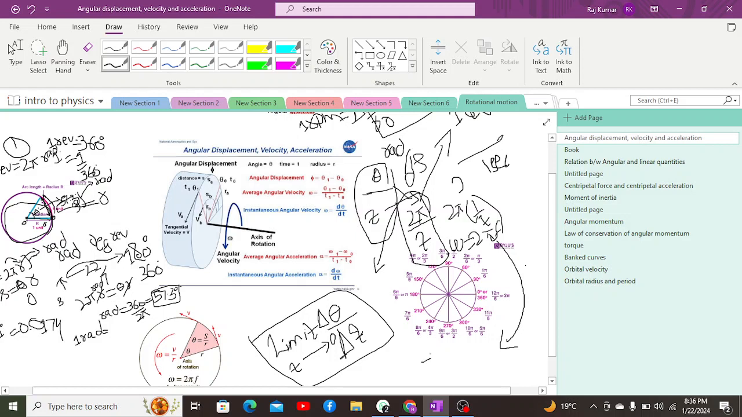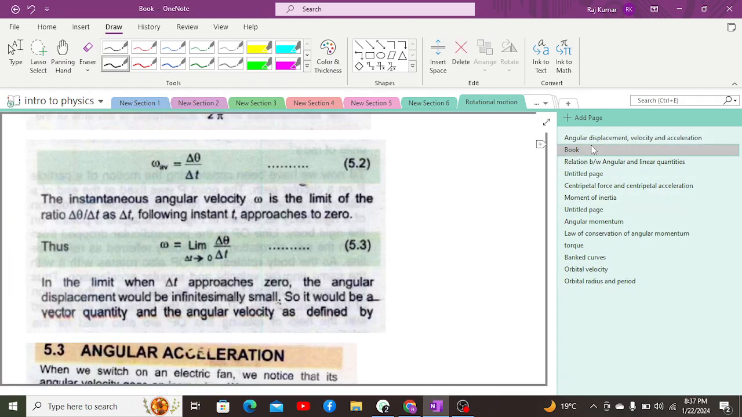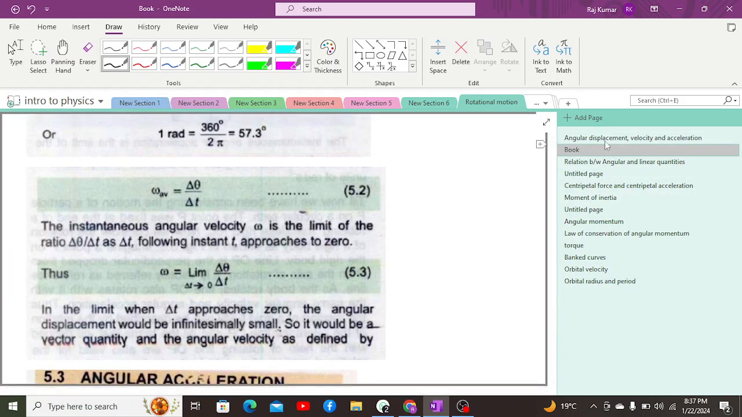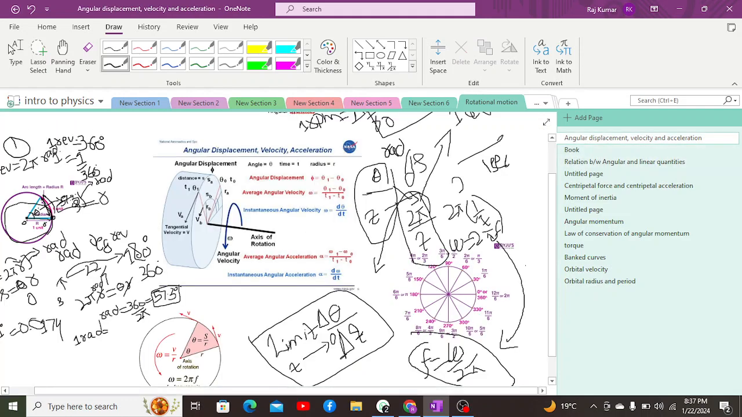Likewise, if we are supposed to calculate angular frequency, this is the formula: f is equal to omega upon 2 pi. Now coming to some book points. One more thing, let me just clear average acceleration as well.